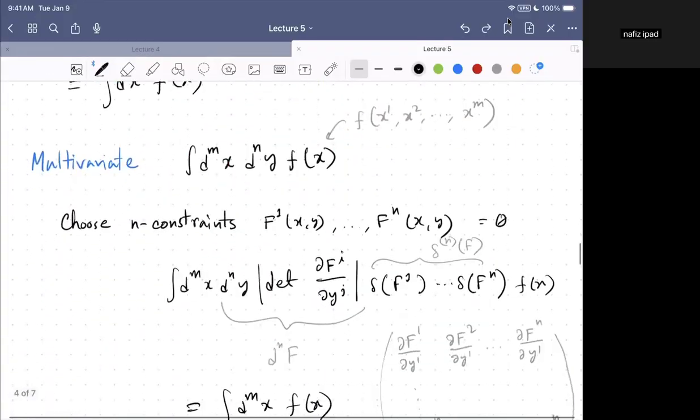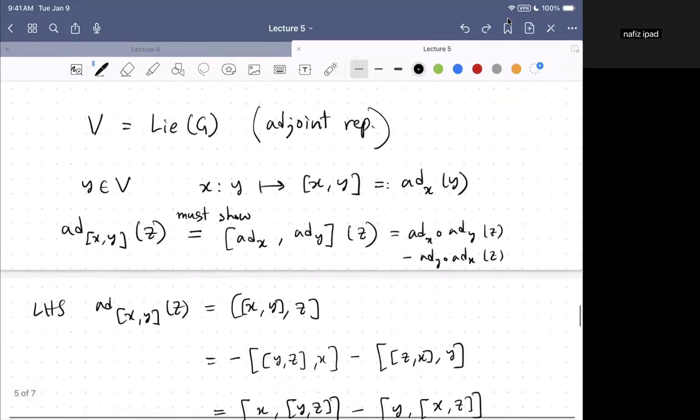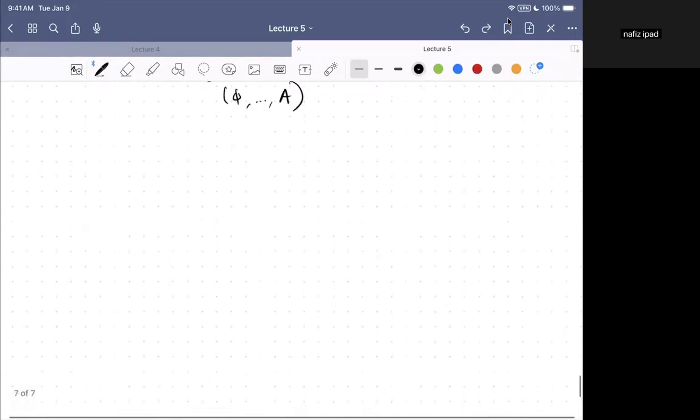I cannot find anything I wrote down. What's going on? All right, I'm writing that again.